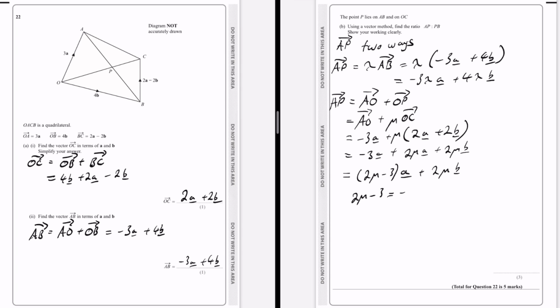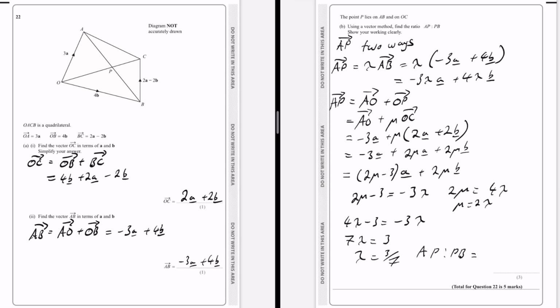And this is where I know that for the vector A to P in two different ways, the number of little a's in both of them will be the same, and the number of little b's in both of them will be the same. So I can essentially equate coefficients. 2 mu minus 3 must be equal to minus 3 lambda, and 2 mu must be equal to 4 lambda. Essentially now we're just solving simultaneous equations to find lambda. 4 lambda minus 3 equals minus 3 lambda. Add 3 lambda to both sides, 7 lambda equals 3, so lambda equals 3/7.